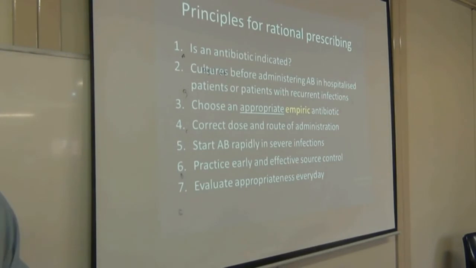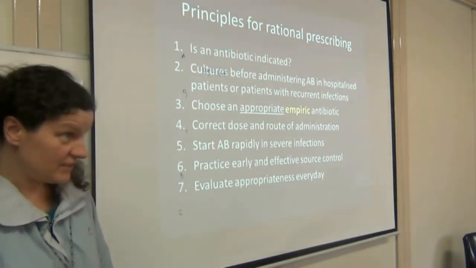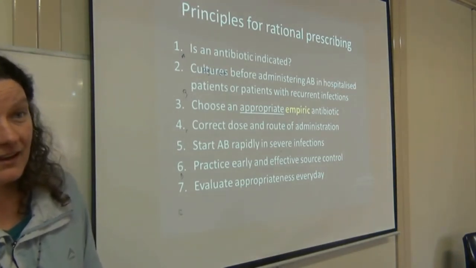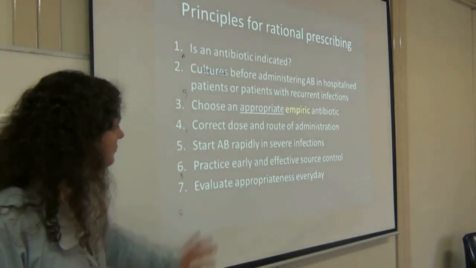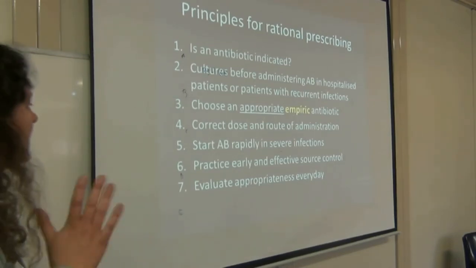Then you're going to choose an appropriate empiric antibiotic. Please take note of the word empiric. We'll talk about it a little bit later. The correct dose and route of administration. So when the patient is vomiting, we want to give it IV, yes, because you want to make sure your antibiotic is in there. You want to start antibiotic treatment rapidly in serious infection. This is where the hang time comes in. If your patient is seriously ill, you have to administer it as fast as possible.